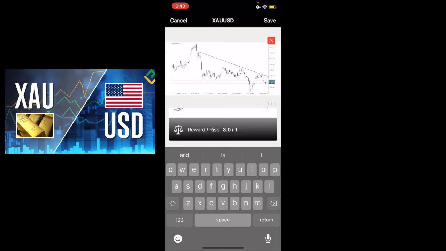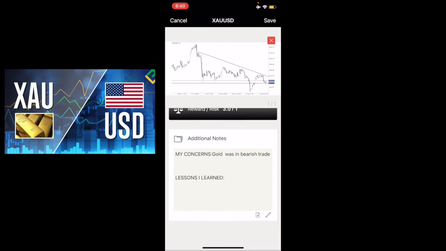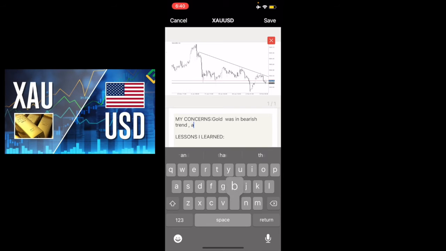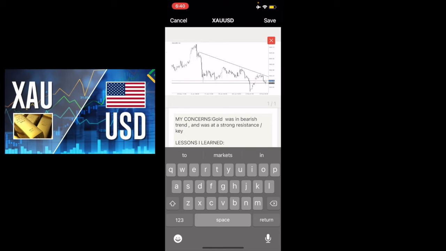Gold was in bearish trend, and was at a strong resistance slash key level.